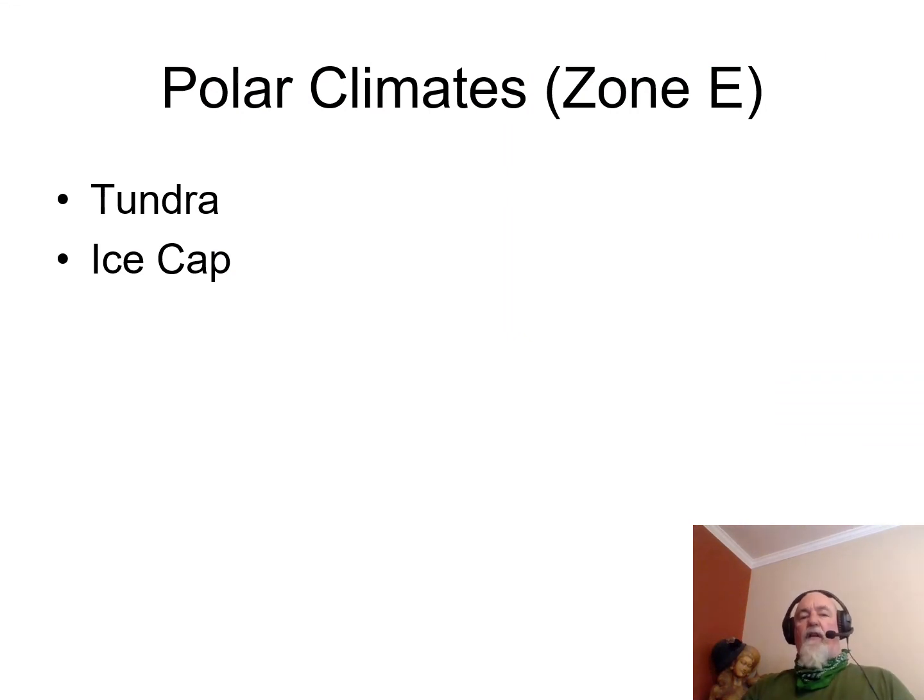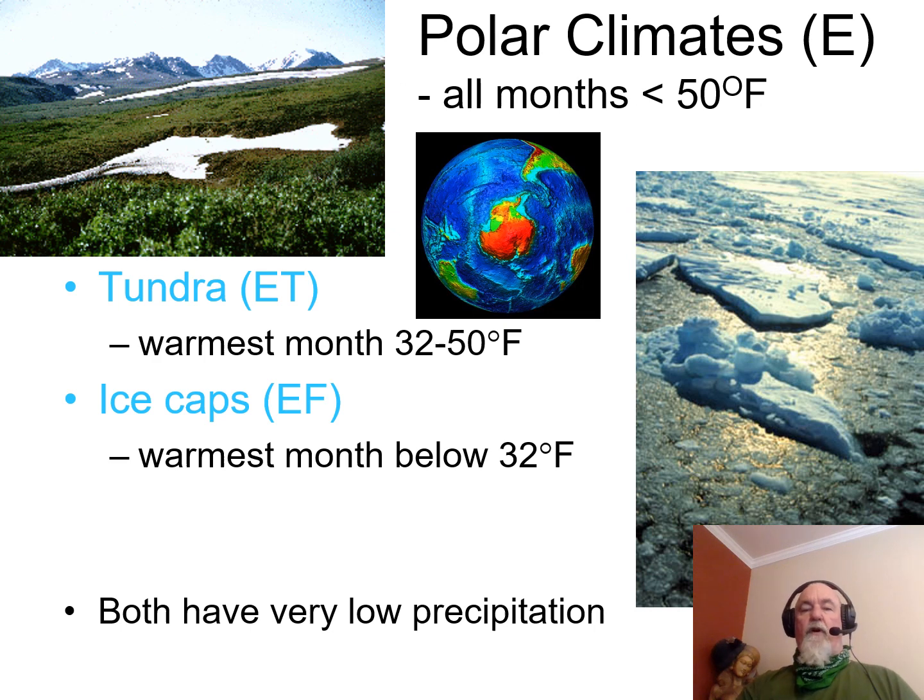So the last of our climates, of our official A, B, C, D, E climates in the Köppen system, are the polar climates. We're going to discuss two polar climates. They're both E climates. In the Köppen system, E means polar, but we have ET, polar tundra, and EF, polar ice cap.